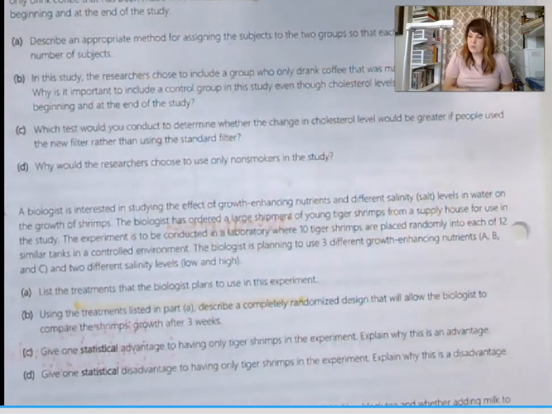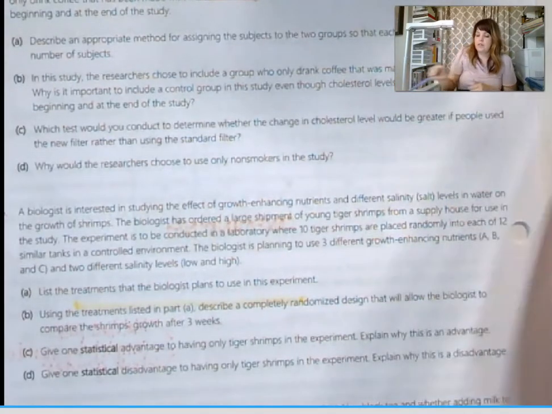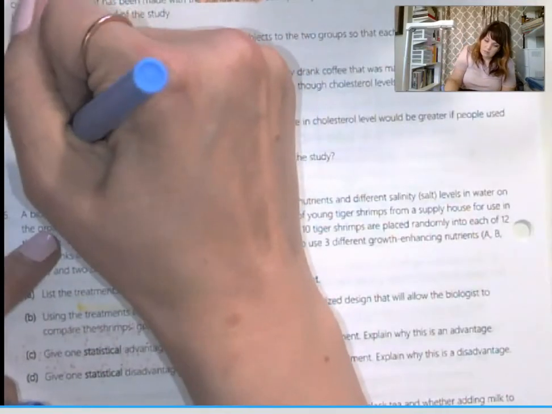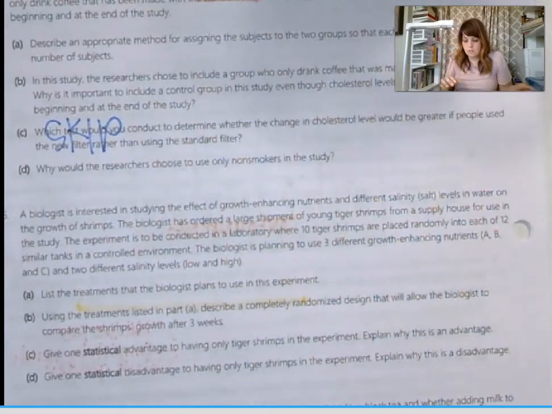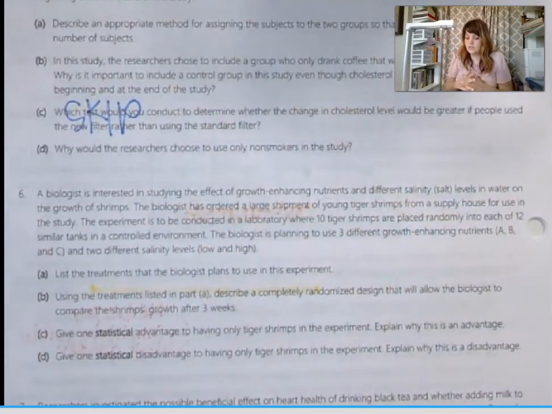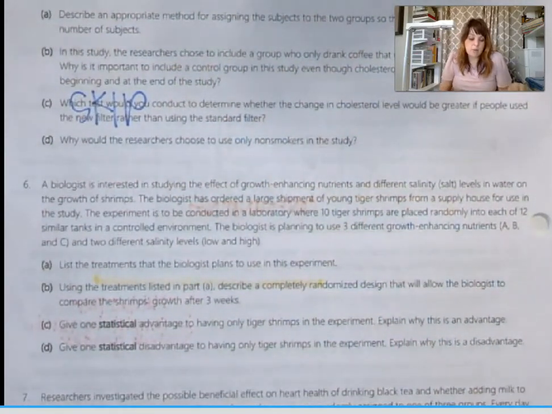C, which test would you use? Skip. Skip C. You do not have to do C. D, why would the researchers choose to only use non-smokers in the study? Confounding. I would imagine that people who smoke have a higher cholesterol level. So, B, control group helps with some confounding, and D, confounding for sure.